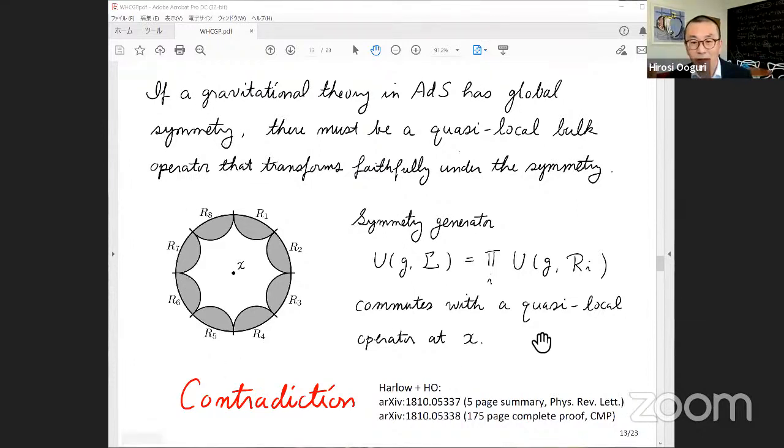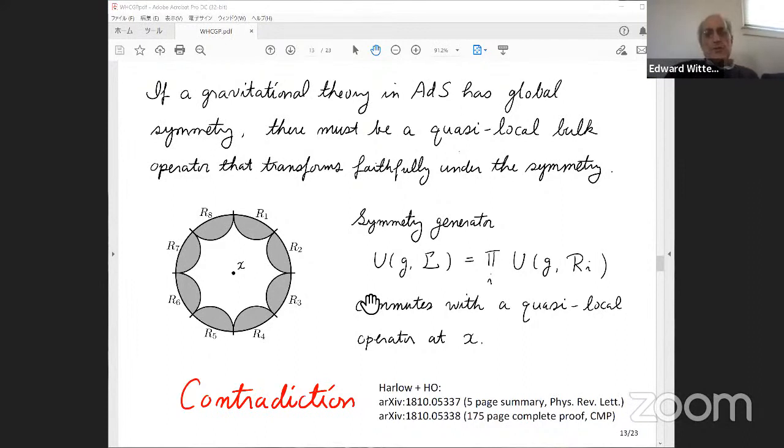So that's a one page proof of the statement, which Daniel and I published in a 5-page comment summary in Physical Review Letters, and later a 175-page, 35 times longer, complete exposition of this derivation. Okay, so that's the main part of the first half of my talk. Any questions so far?